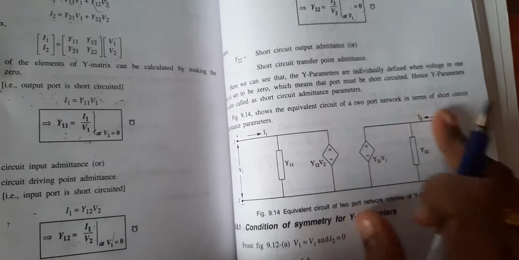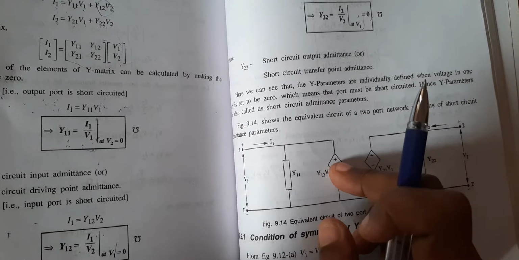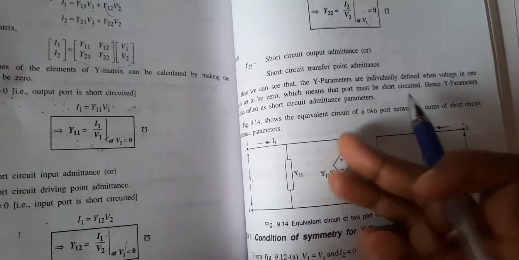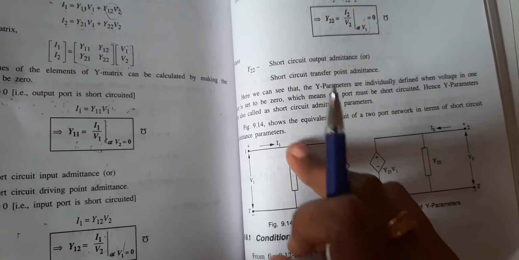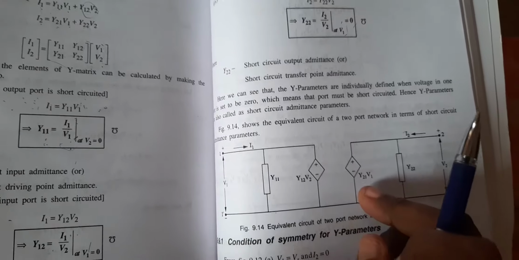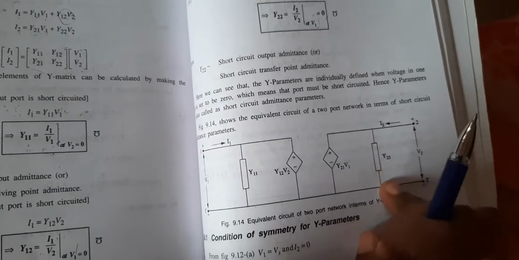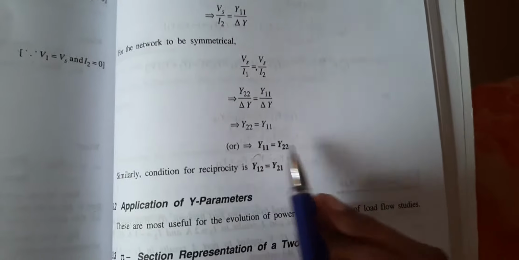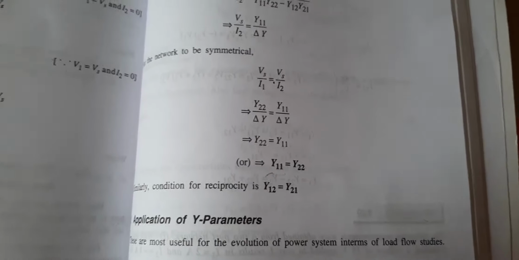So now you want to draw the equivalent circuit. Here we draw y11 in parallel, whereas previously we had drawn it in series. So y11 is parallel to the voltage source, then y12 V2. Here the source is y21 V1, then the y22 value. The condition for symmetry is y11 equal to y22, the same as for Z parameters. And the condition for reciprocity is y12 equal to y21.